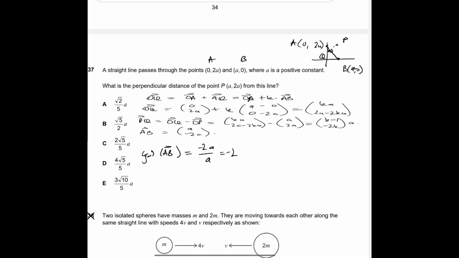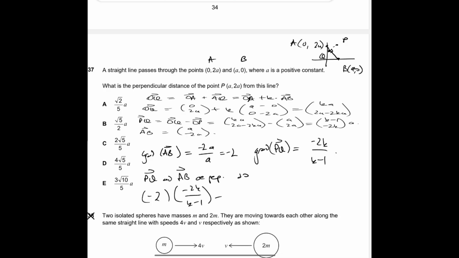We can do the same for PQ, so the gradient of PQ is going to be minus 2k over k minus 1. And then because PQ and AB are perpendicular, when we multiply their gradients together, we get minus 1. So that means 4k over k minus 1 equals minus 1.